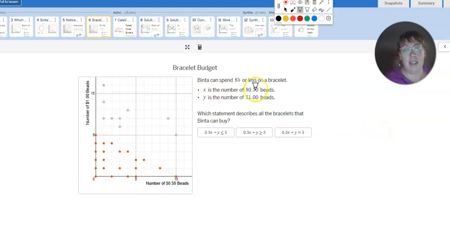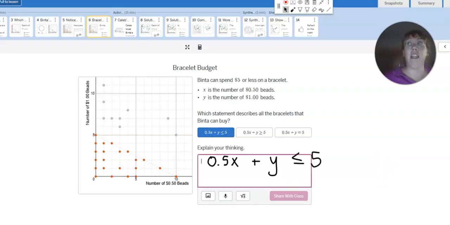So X is the 50 cents beads. So we do 0.5 times X. That's how much money we'll be spending on the 50 cent beads. And that's going to be added to 1 times Y for how much money is spent on those $1 beads. And we want that to be less than or equal to 5. It can be exactly equal to $5. That would work. Or it can be less than, because it tells us at the top that Binta can spend $5 or less.